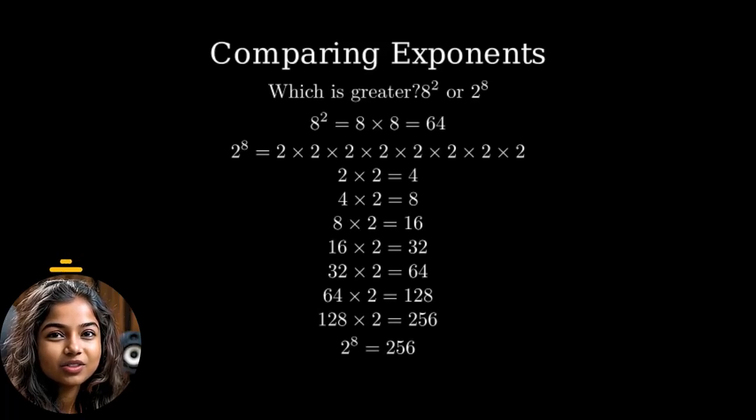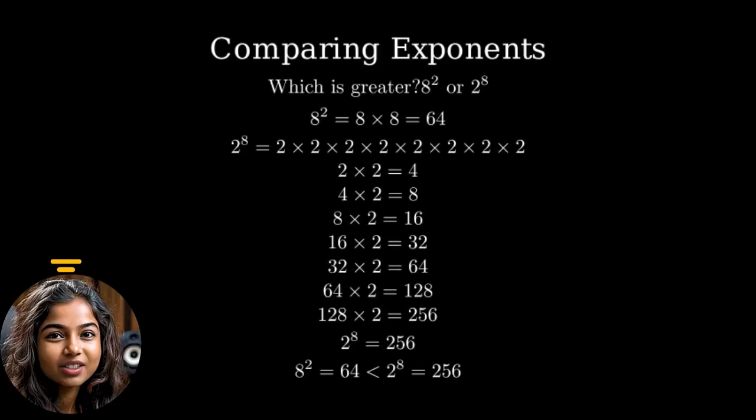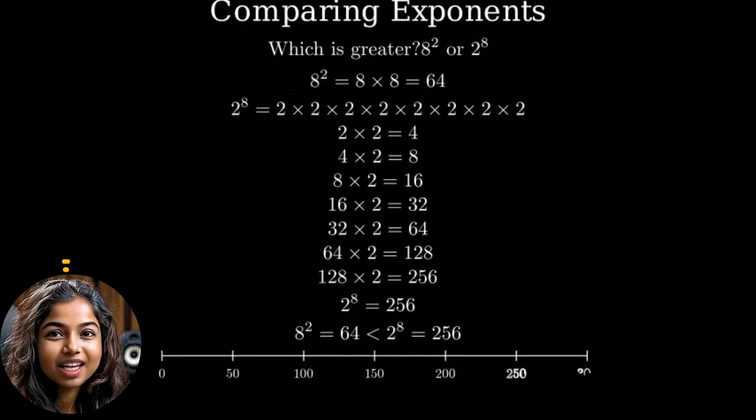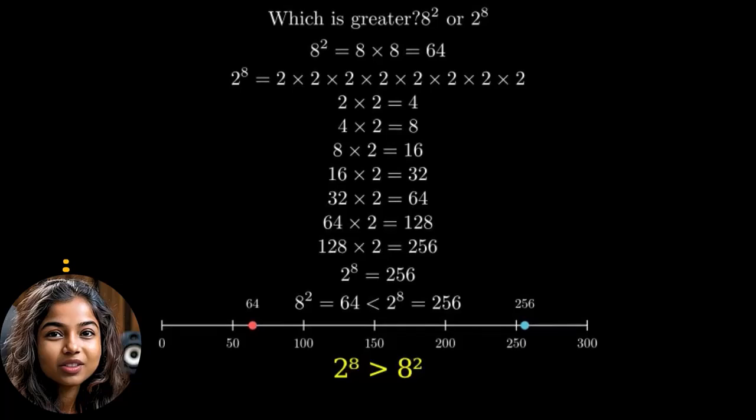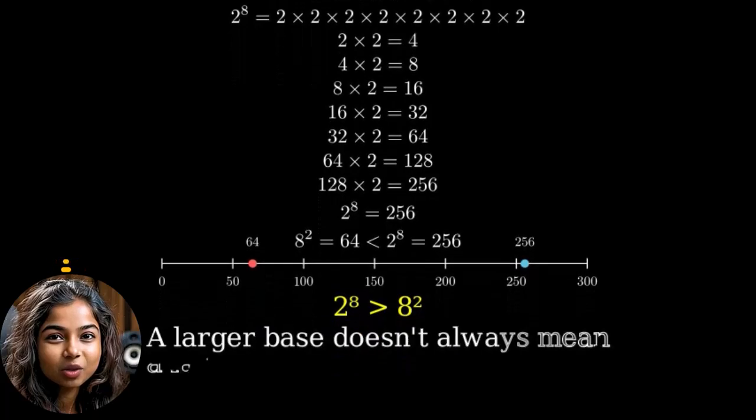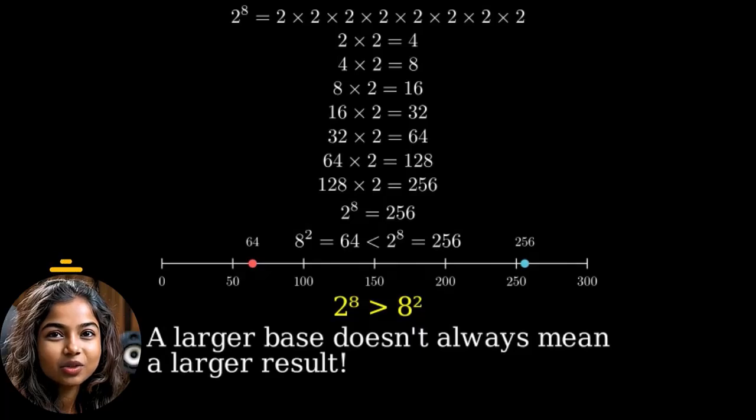Let's compare our results. 8 squared equals 64, while 2 to the 8th power equals 256. Let's visualize this difference on a number line. Here's 64 from 8 squared, and here's 256 from 2 to the 8th power. Therefore, 2 to the 8th power is greater than 8 squared, as 256 is greater than 64. This example shows us that having a larger base number doesn't always mean you'll get a larger result. The exponent plays a crucial role in determining the final value.